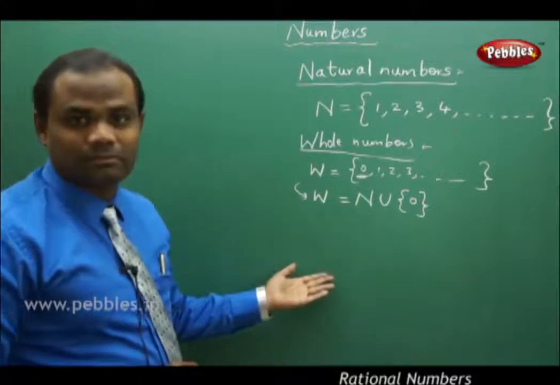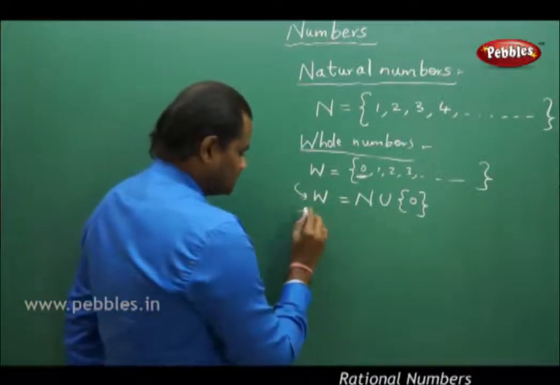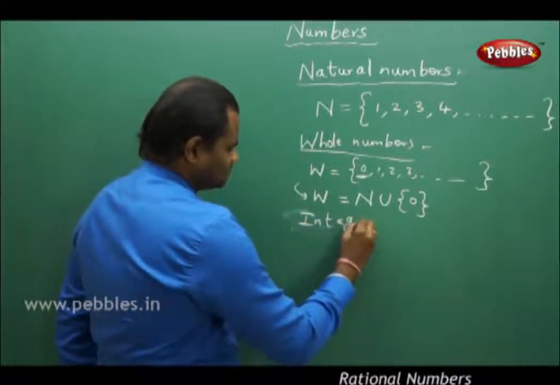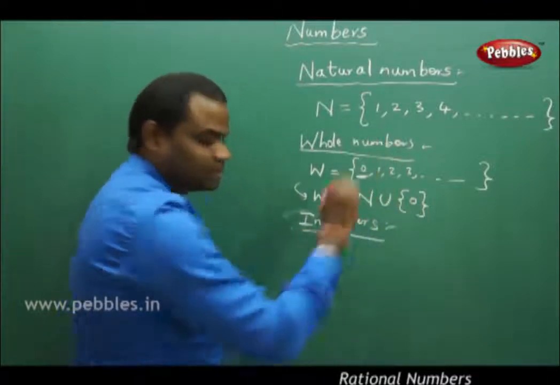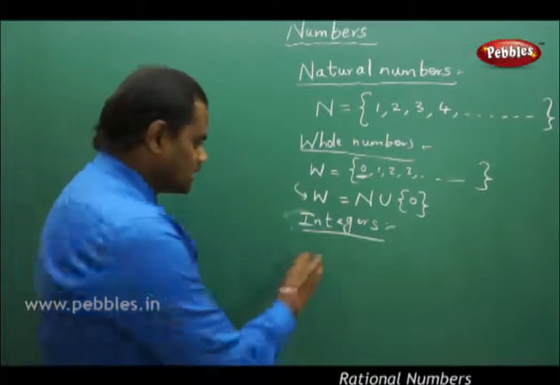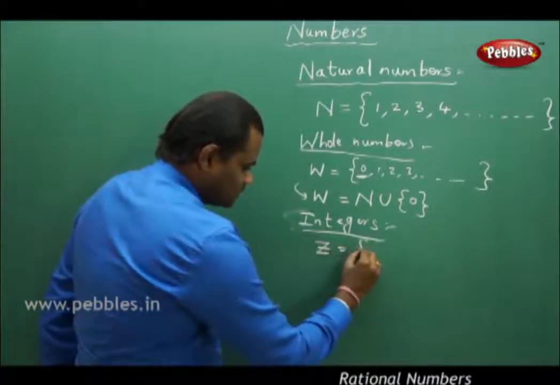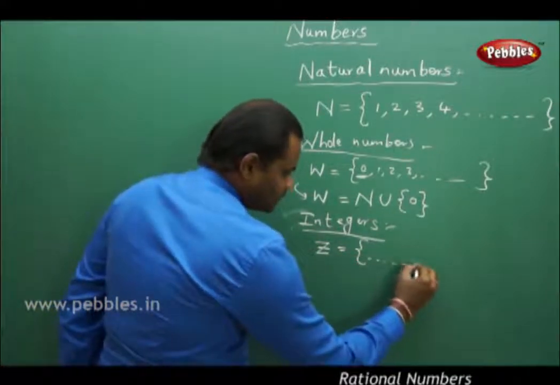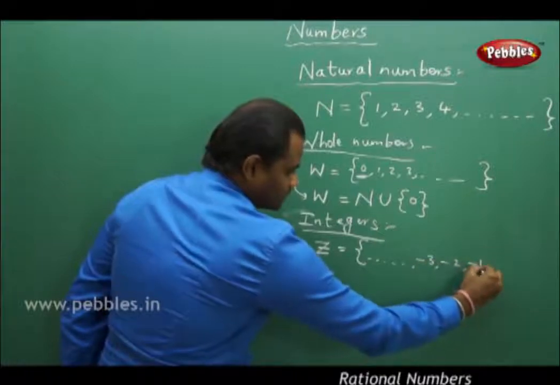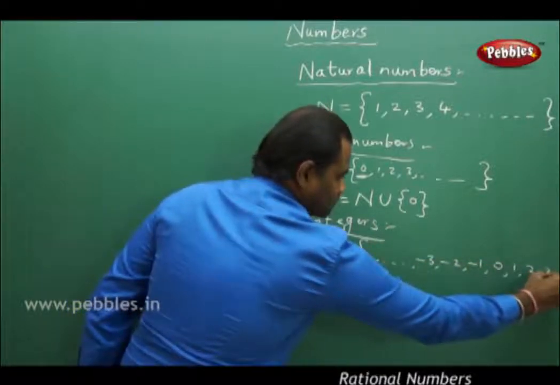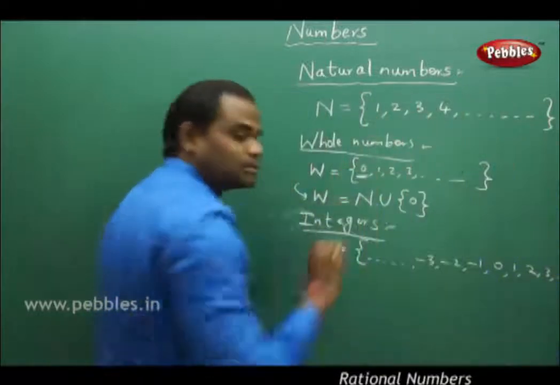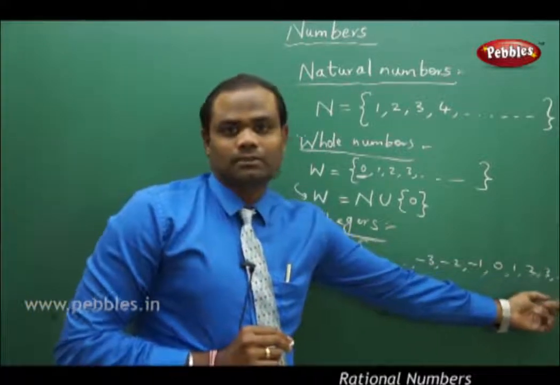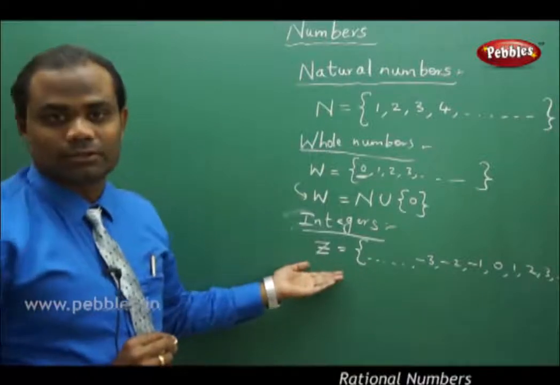Now coming to the next set of numbers, which are quite famous: integers. Let me start with the heading. Integers are denoted by Z, and we define the set of integers as all the elements from minus infinity, including the negative and the positive, coming out till infinity. So the set of integers includes negative numbers, 0 and positive numbers.